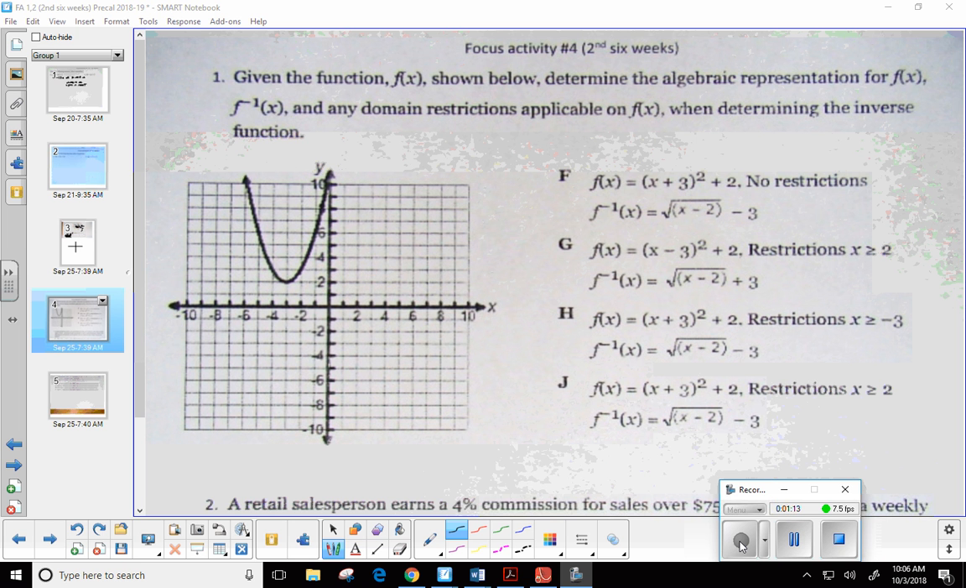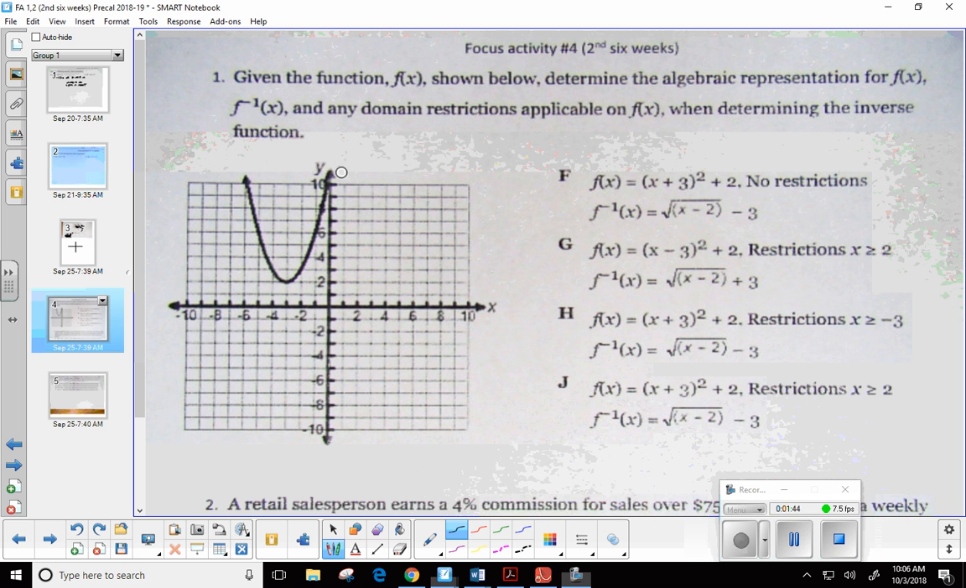Number 1. Given the function f of x shown below, determine the algebraic representation for f of x, its inverse, and any domain restrictions applicable on f of x when determining the inverse function. Okay, so this was number 4 off your district assessment. In fact, this one, the previous focus activity, and the number 2 coming up, these were the 3 most missed problems on the assessment. So the fact that we have multiple choice is going to make this a lot easier.